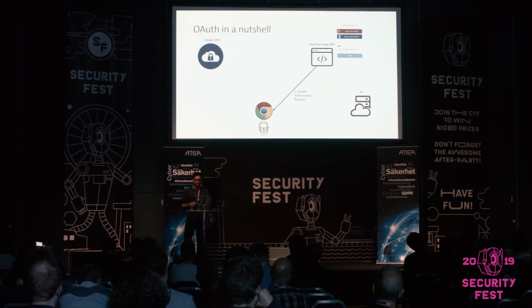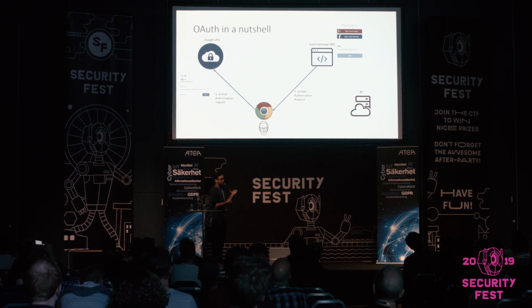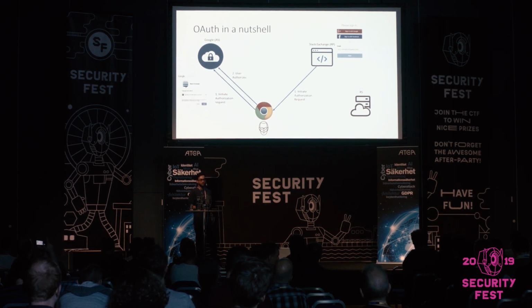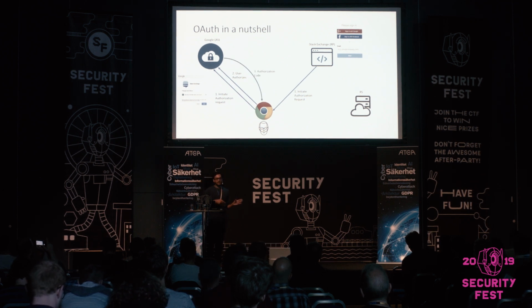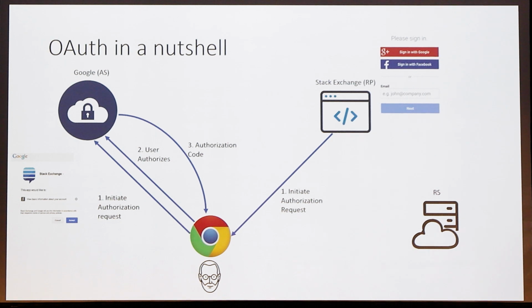The client will generate an authorization request, and the browser will get redirected to Google's authorization page, which is where the user will enter his credentials and approve the authorization. And that is when the auth code gets generated and sent back to the redirect URI. And the redirect URI is obviously Stack Exchange's redirect URI.